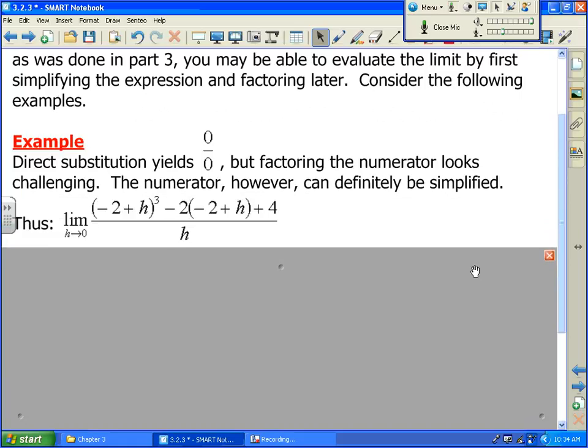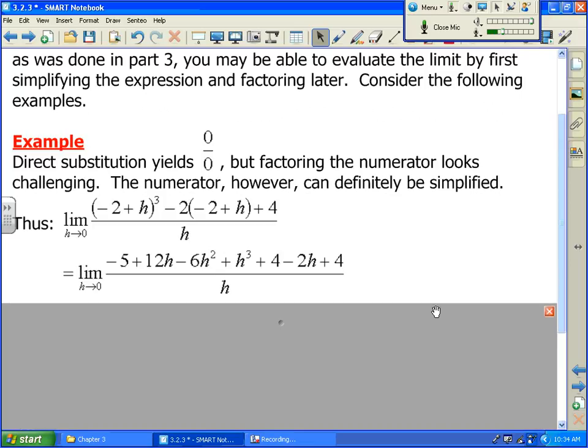So, here's our question. The limit as h approaches 0 of (negative 2 plus h) all cubed minus 2 bracket (negative 2 plus h) plus 4, all over h. Now, in my world, that's not the easiest trinomial to factor. And really, it's not actually a trinomial if you were to expand it. So you might have to simplify things first before you are able to factor.